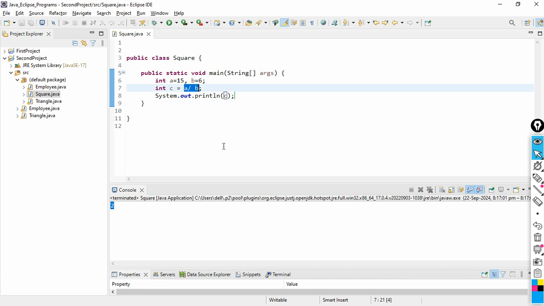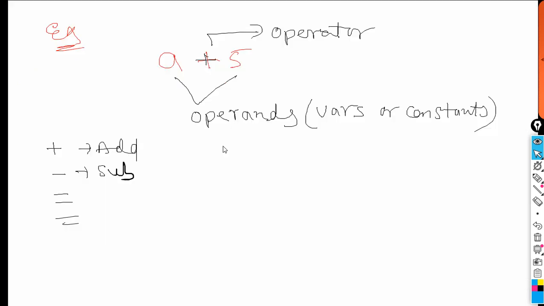What happens if we divide 15 by 6? What is the answer? Let me show you here. 15 divided by 6: 6 2s are 12. The remainder is what? 3. So actually it's a division operator.